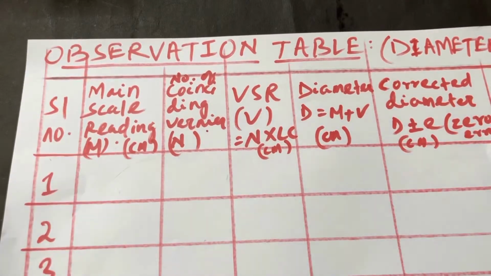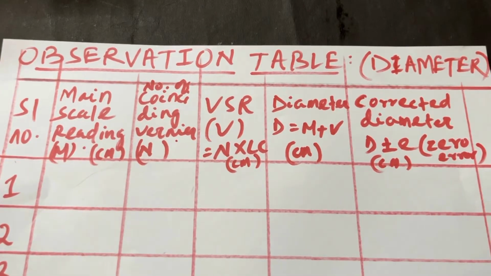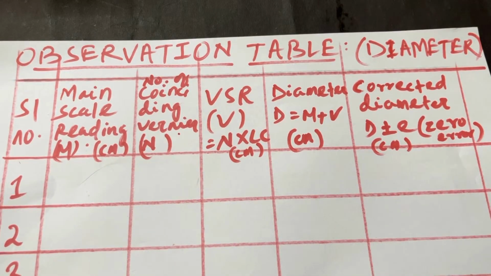This is the observation table, which is very important. You should take at least 5-6 readings, so that you can average out the diameter, right? So how will you write an experiment from the beginning?